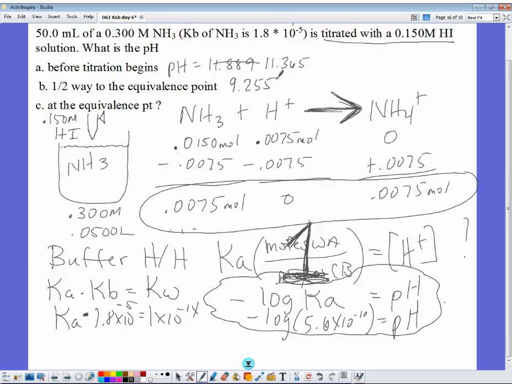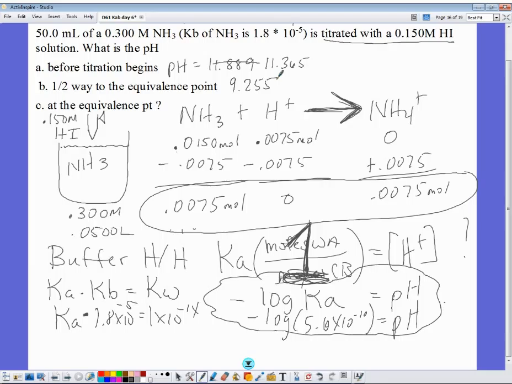Okay. Why is the pH going down from where it started? Because you're adding H+, strong acid. What happens to the pH if I add strong acid? It goes down. It gets more acidic. Still a buffer, but it's gotten more acidic.